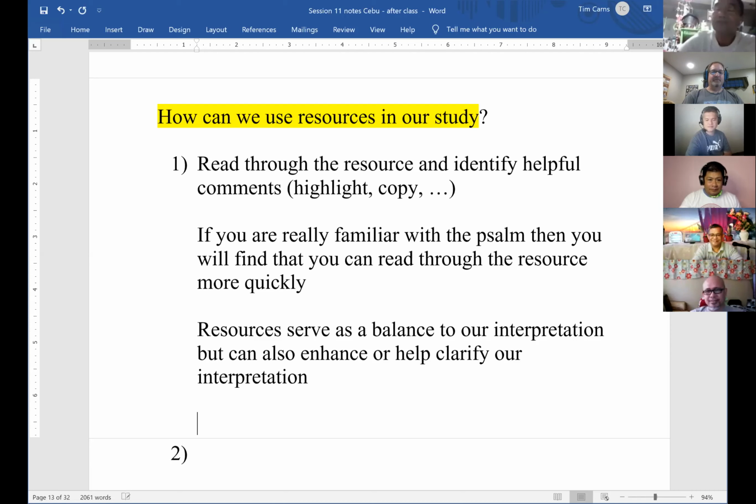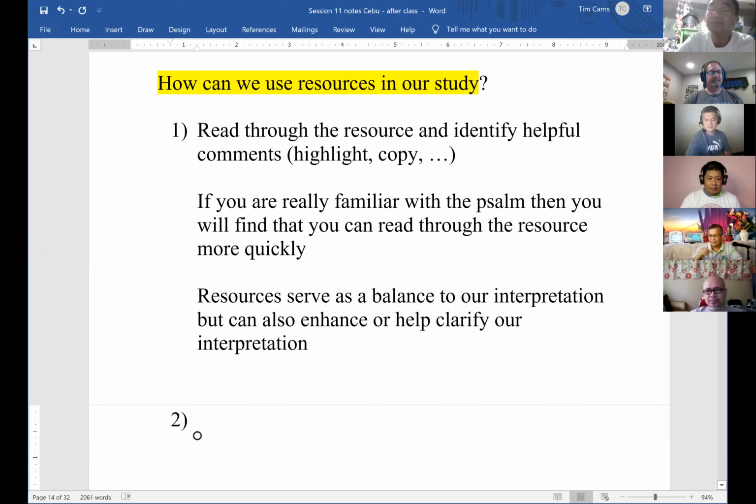Pastor Tim, question. Yes, sir. How do we know if this commentary is sound or not? Like if this commentary is by a cult member who writes commentary on the Bible?